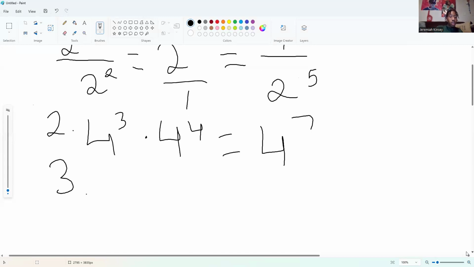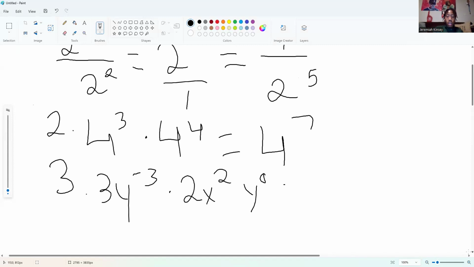Number 3. Please put in the comments if I'm going too fast. So number 3, we're going to have 3y to the negative 3 times 2x squared y to the 0. For this one, it'll probably be easier to simplify first. Anything to the 0 power is what? That's right, 1. So that turns into 1 immediately.